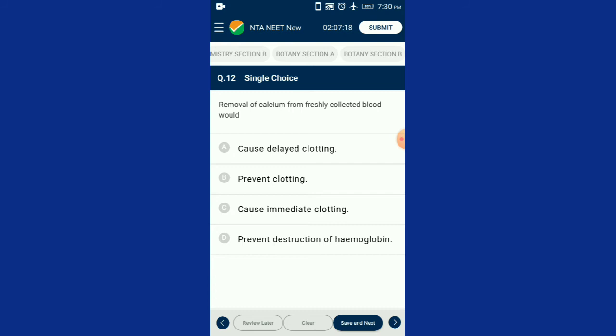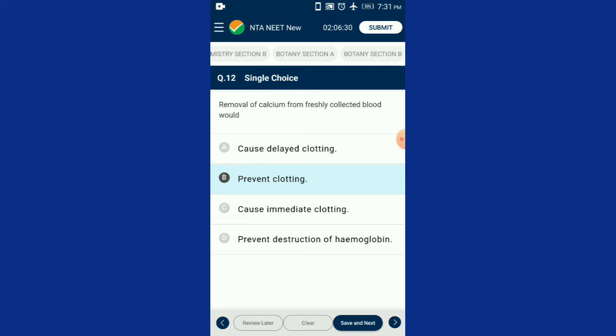Question number 12. Removal of calcium from freshly collected blood would. The process of blood clotting starts when prothrombinase catalyzes the conversion of prothrombin, an inactive protein in blood plasma, into thrombin, an active protein, in the presence of calcium ion, blood clotting factor 4. Thrombin converts fibrinogen into fibrin, which makes fibrin threads that on polymerization with blood corpuscles form blood clots. So if calcium is removed from the blood, it will prevent clotting. So the answer is option B, calcium removal prevents blood clotting.